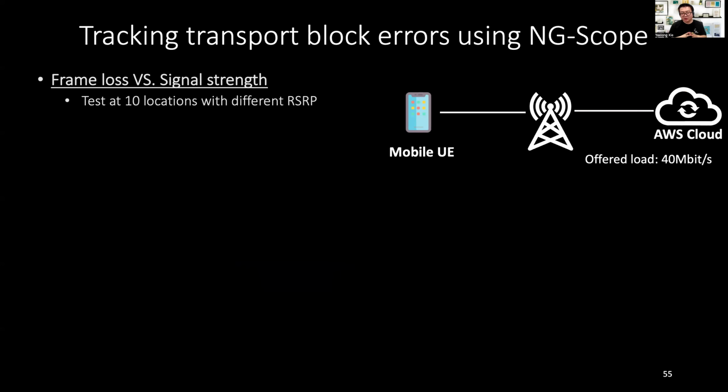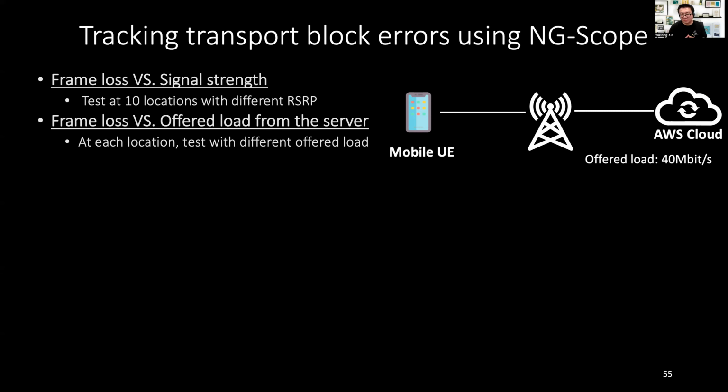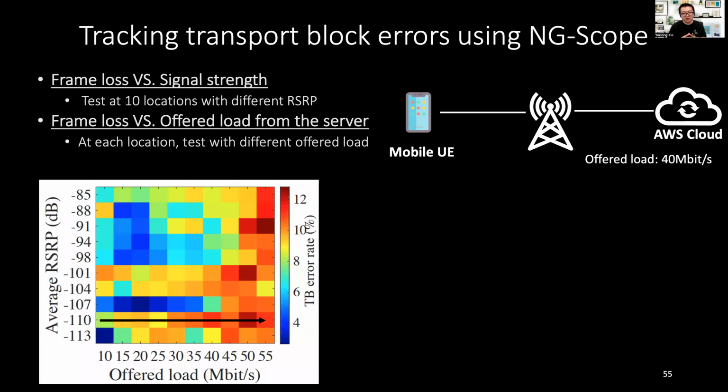So at last, I want to introduce some interesting findings we obtained using NG-Scope. First of all, we want to understand the transport block errors in mobile networks. In this measurement, we connect the mobile phone to the AWS cloud and let the AWS cloud send data to the mobile user. And we then move the user to different locations with different signal strengths. We also test with different transmission speeds from the AWS cloud. And this figure shows us the result.